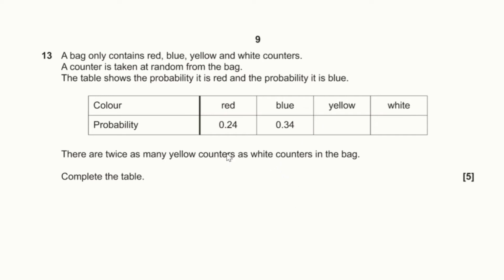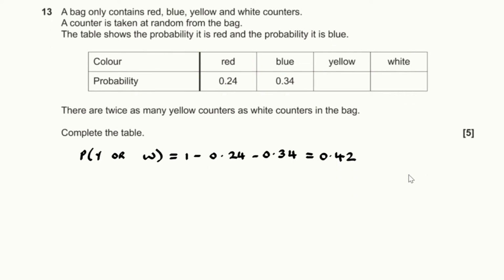Well, for yellow and white, the probability of us having yellow or white is equal to 1 minus 0.24 minus 0.34. And if I work this out, we get 0.42. So what we're saying over here is yellow and white give together 0.42.